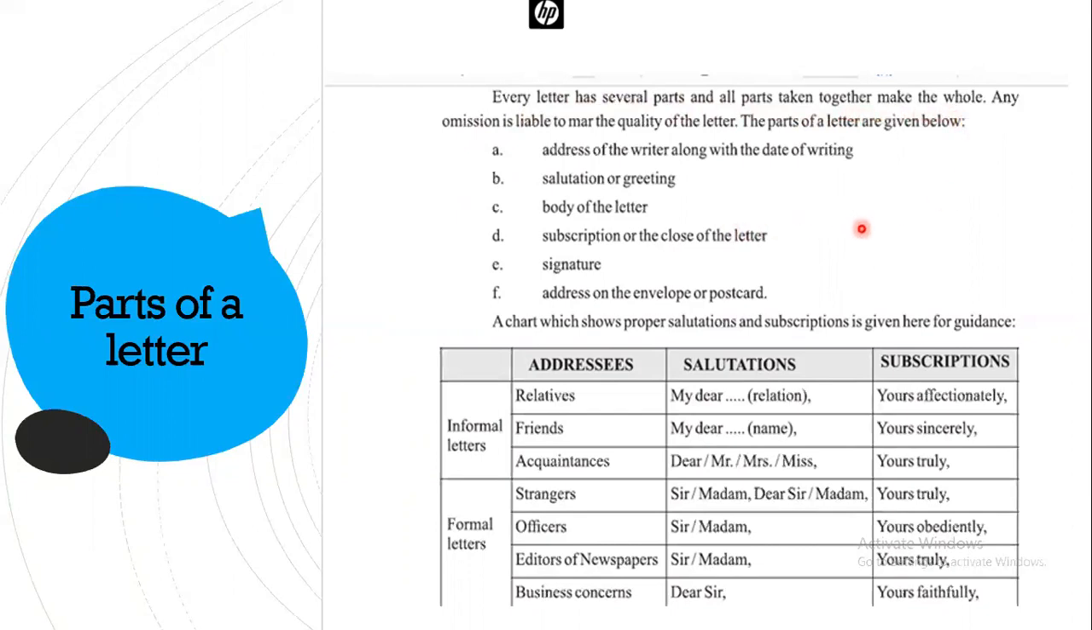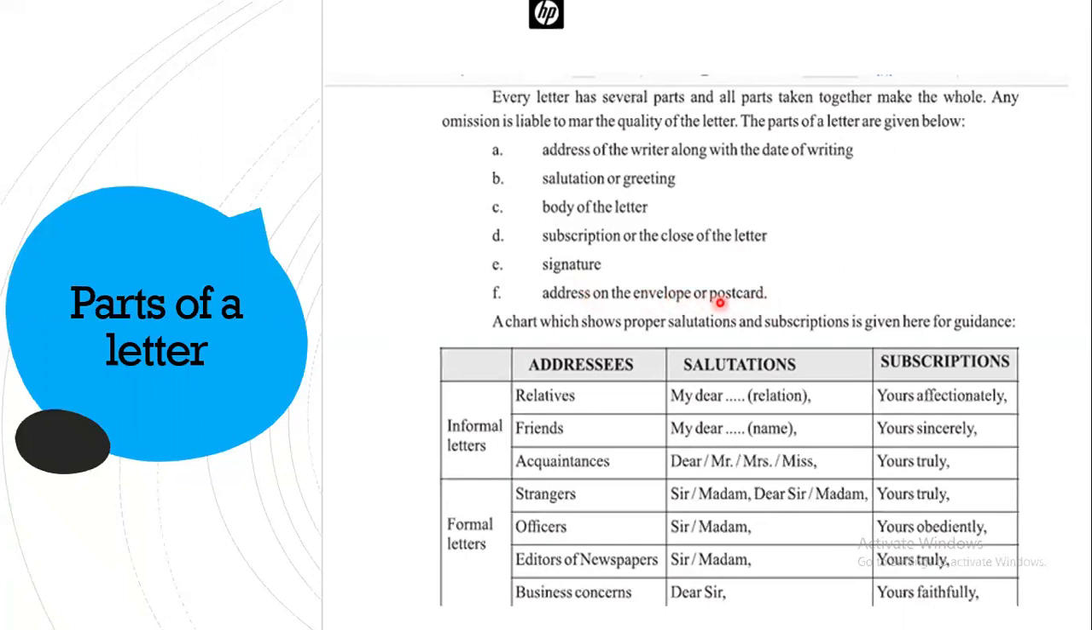So if you lose any of the parts, then it means that the letter is not completed. The parts are the address of the writer along with the date of writing, salutation or greeting, body of the letter, subscription or the close of the letter, signature, and address on the envelope or postcard.